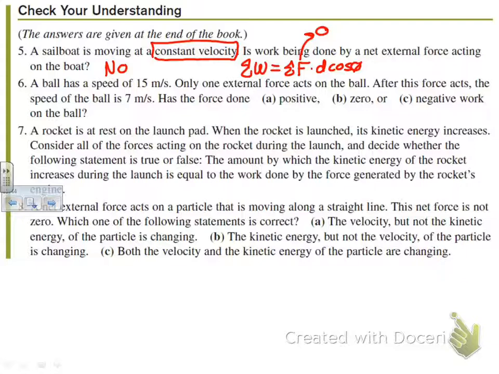For part number 6, a ball has a speed of 15 meters per second. Only one external force acts on the ball. After this force acts, the speed of the ball is 7 meters per second. Has the force done positive work, 0, or negative work? So the ball went from 15 meters per second to 7 meters per second, so its change in velocity was negative.